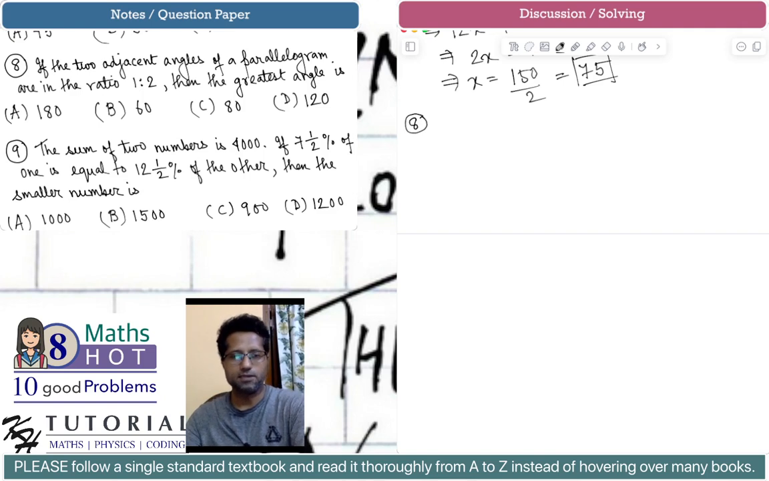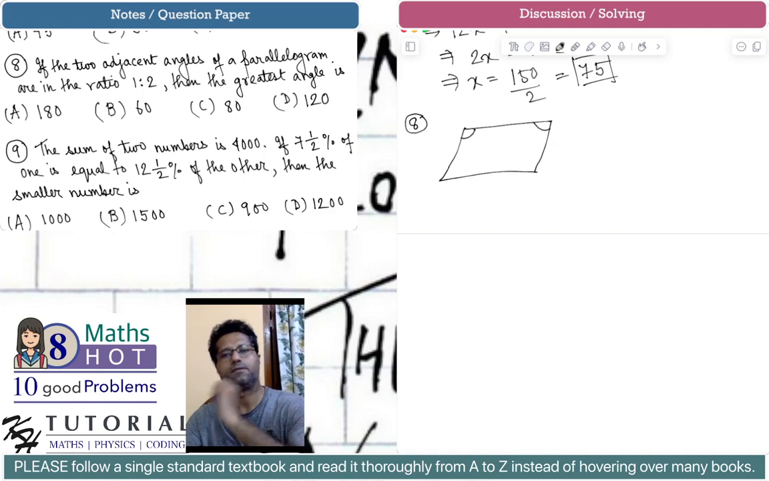If the two adjacent angles of a parallelogram are in the ratio 1:2, then the greatest angle is... So we have this kind of parallelogram, let's say, and it is saying that the two adjacent angles of a parallelogram are in the ratio of 1:2. So if you consider these two as the adjacent angles, and the parallelogram is ABCD, then consider the two.